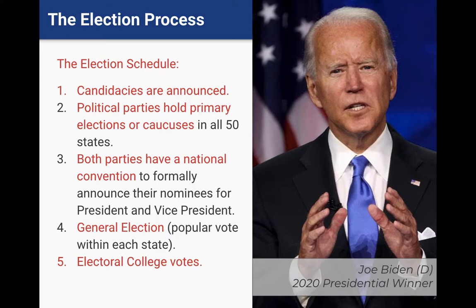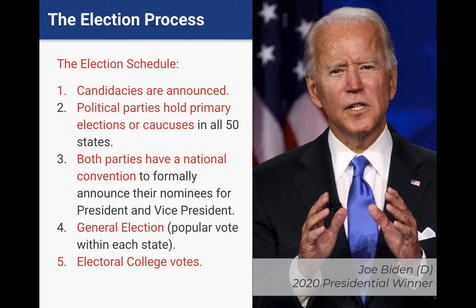Okay? Once the primaries have all been held, we pretty much know who is going to be the nominee for both parties at that point. Okay? But it hasn't been formalized yet. The formal announcement is going to be made at a party's national convention. They're going to announce the nominees for president and vice president, and they're also going to announce their party platform at that point. There's a lot of fanfare usually associated with these, a lot of balloons, a lot of speeches, a lot of clapping, all kinds of that stuff.